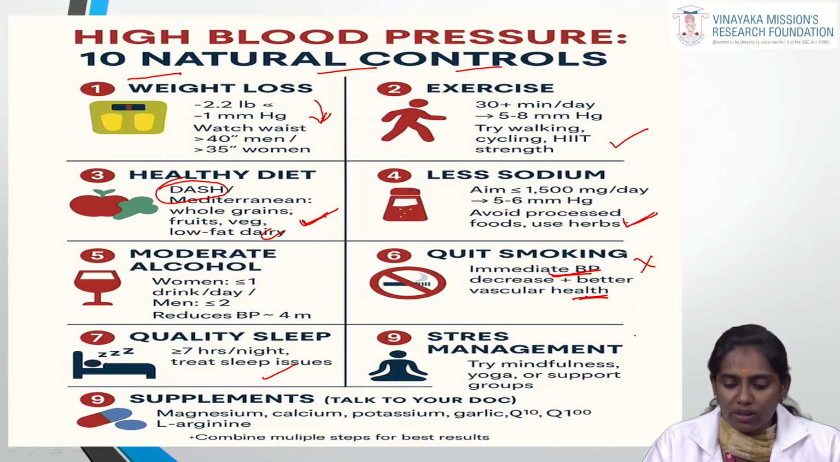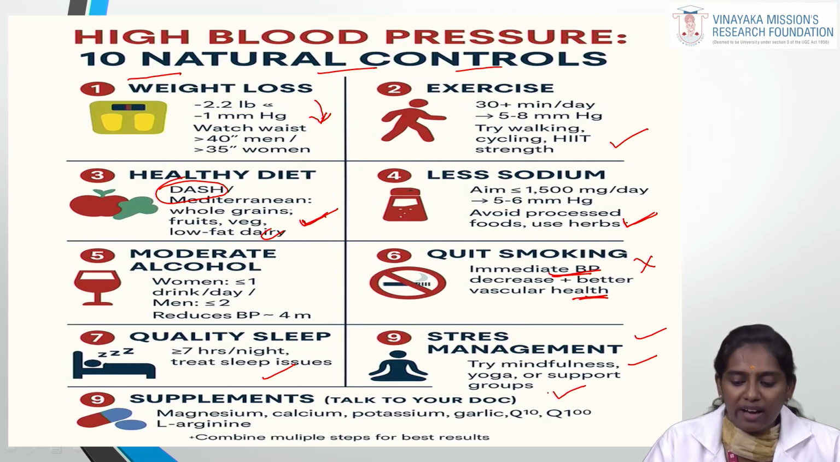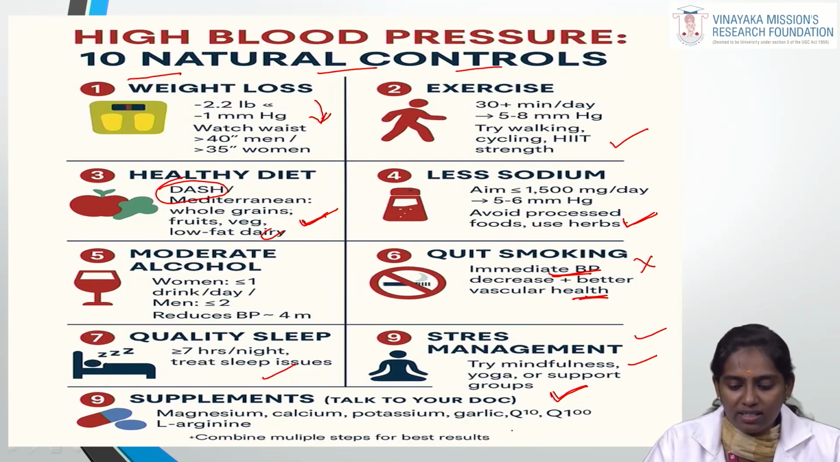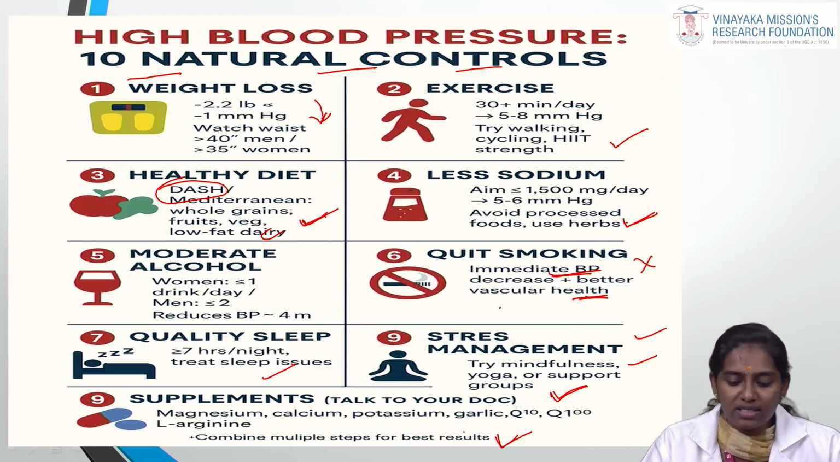Then stress management. Try mindfulness, yoga and support groups. When you are having support groups, you can reduce the stress, thereby you can regulate the blood pressure and reduce the hypertension also. Then supplements. If these are all the things you cannot control, you can control by supplements. Along with this, you have to try this also, but you can take the supplements according to your doctor's prescriptions.